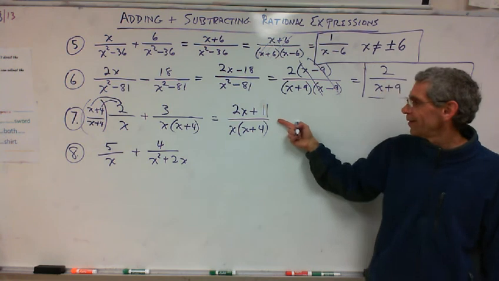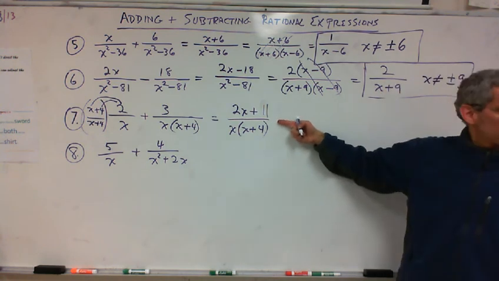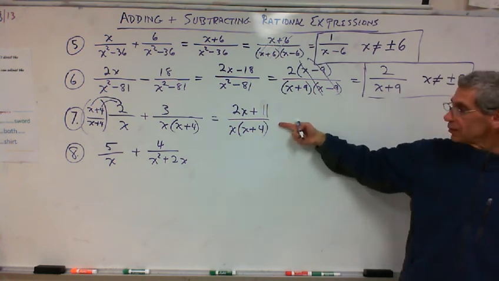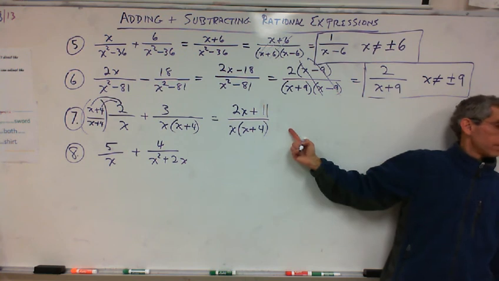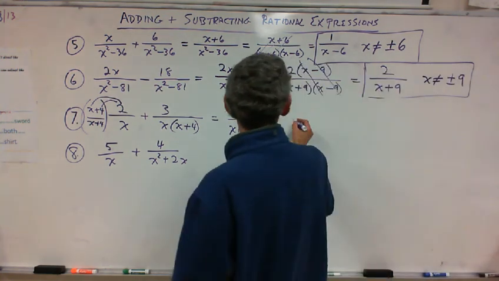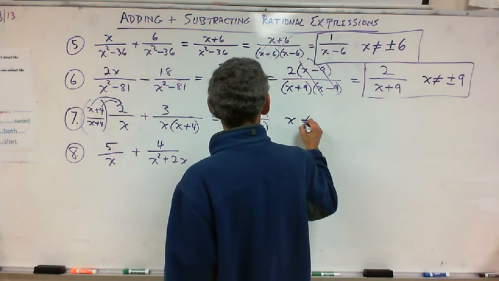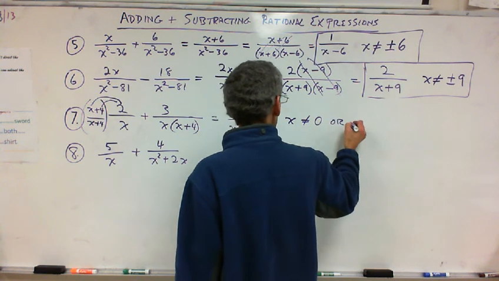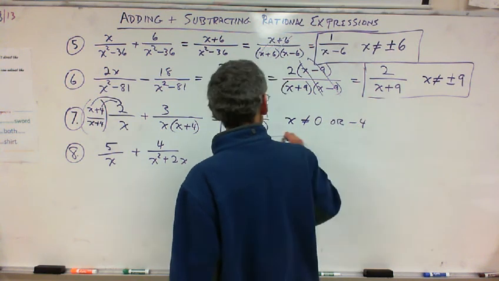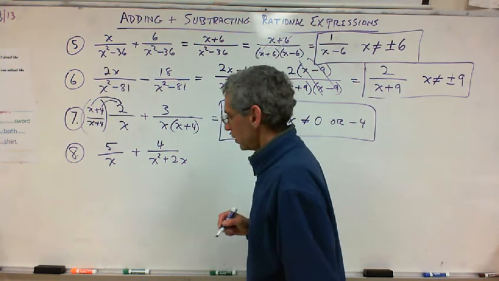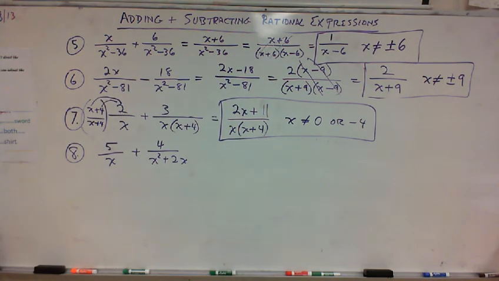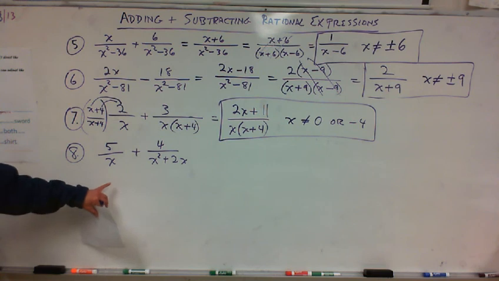Okay. All right. So that's my answer. This is the correct answer. Oh, plus 11. And then we said x cannot equal 0 or negative 4. Thank you for catching that, Lila. Appreciate that. All right, now let's look at this one. Sorry about that, guys. Thank God for pencils and erasers.